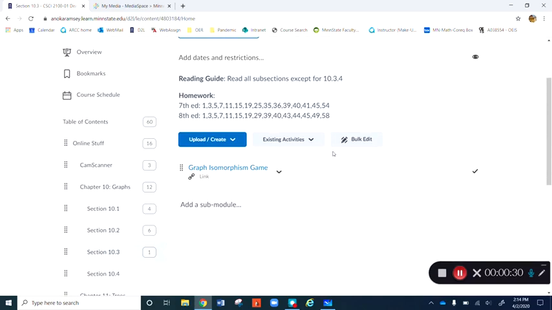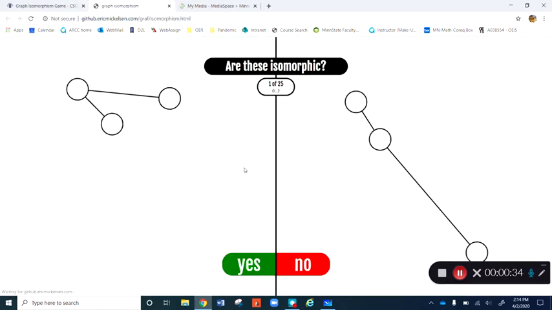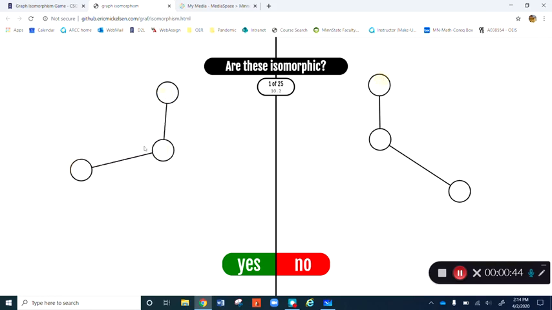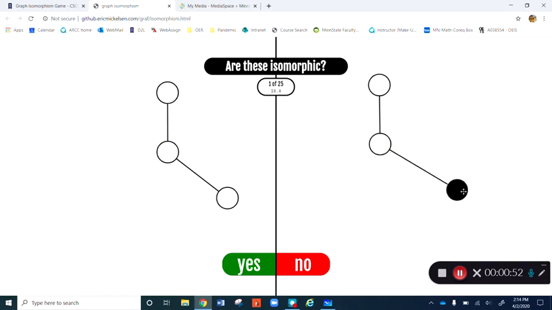I will be posting videos in here, but right now I just have this link: Graph isomorphism game. Click on that link and it takes you to this game. This is a game where it shows you two graphs and asks, are these isomorphic? So the idea here is you can play around with this by grabbing and dragging and moving the vertices. This is a great tool, by the way, for just wrapping your head around what a graph is in the first place. But the goal here is to determine if these are isomorphic.